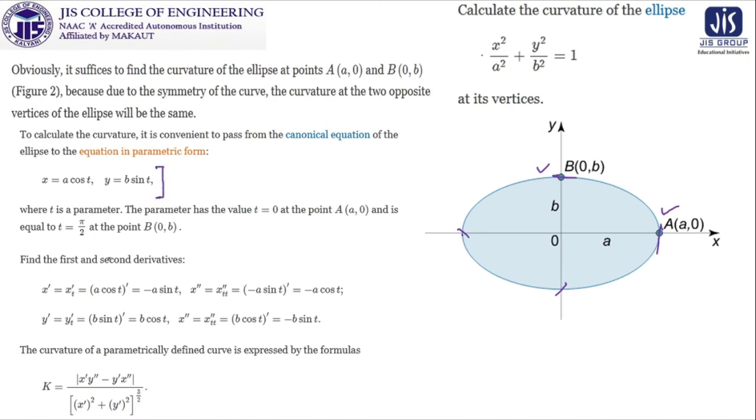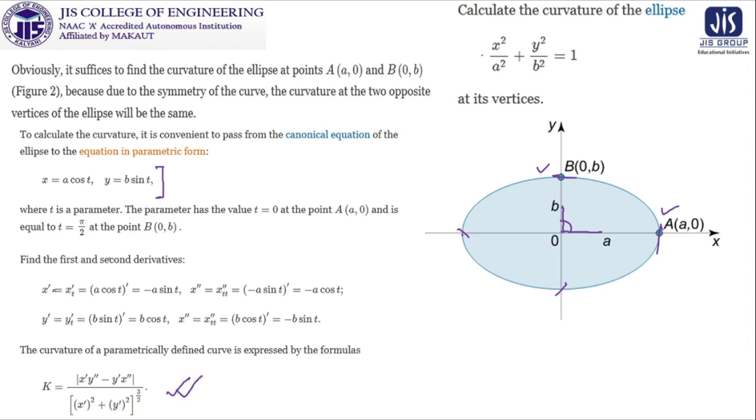So what we have to do, we have to find out the parameter value as the value t equal to 0 at this point and t equal to pi by 2 at this point, because think about the angle. This is nothing but starting from 0 and then we are going to 90, that means pi by 2. So our formula was this, we know that.